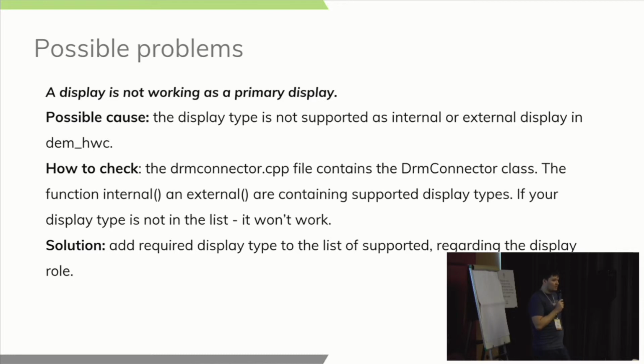After some time digging into the hardware composer code, I saw that the external DRM hardware composer does not support the LCD display type. So I added this LCD display type to the internal or external functions. These functions just compare the incoming display type with the supported one. If we support the display, we return OK; if not, we return that we are not OK. So just adding my display type made everything work.